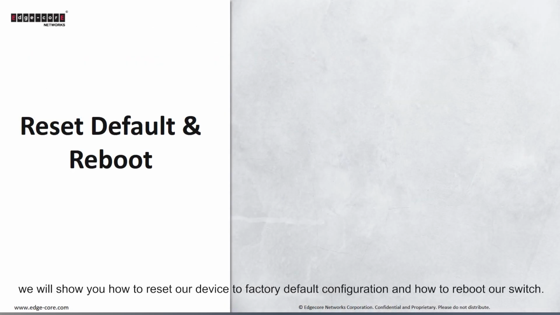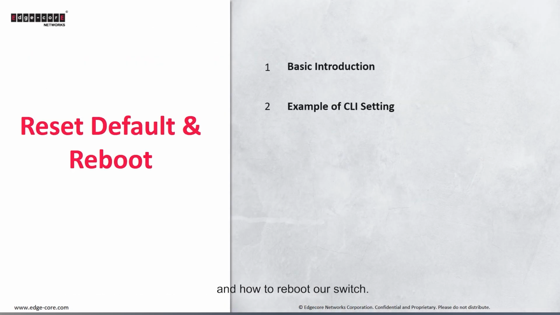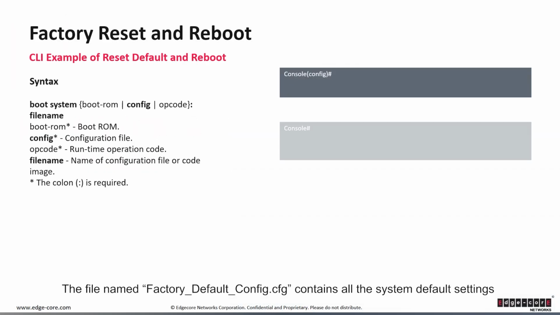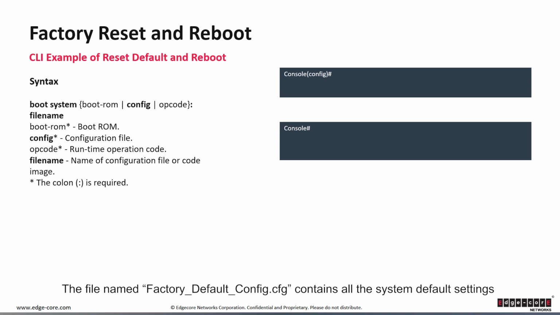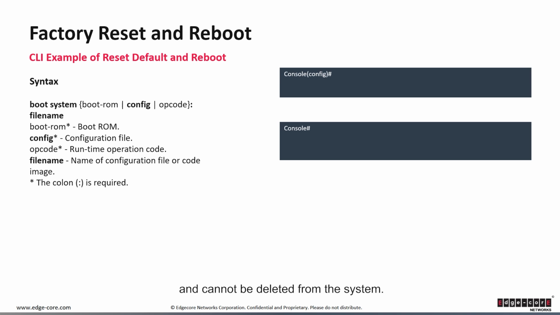In this section, we will show you how to reset our device to factory default configuration and how to reboot our switch. The file named factory_default_config.cfg contains all the system default settings and cannot be deleted from the system. We can restore system settings by using the boot system command and assigning factory_default_config.cfg to be the boot file.